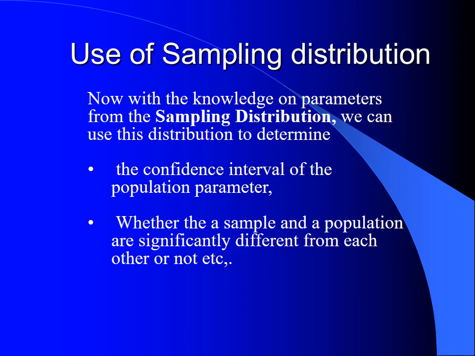Then, use of the sampling distributions we talked about: a lot of uses are there. With the knowledge of the parameter from the sampling distribution, we can use this distribution to determine the confidence interval of the parameter, which we'll make a mention of in the next few slides. Also, whether a sample and a population are significantly different from each other or not, which is called test of significance. So the sampling distribution and standard error we'll be using in confidence interval estimation and testing.